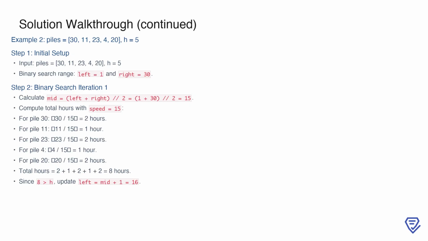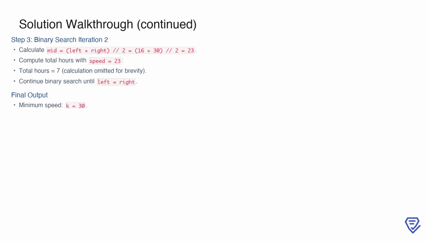Since 8 exceeds the allowed 5 hours, speed 15 is too slow, so we update left to mid plus 1, which is 16. For the second iteration, we calculate mid equals (16 + 30) // 2 equals 23 and test this as the speed. At this point, the total hours required is calculated to be 7, which is again greater than the allowed 5 hours.